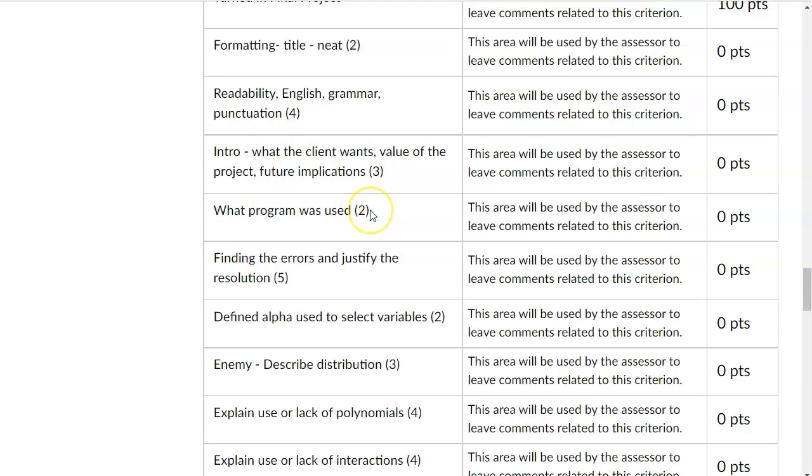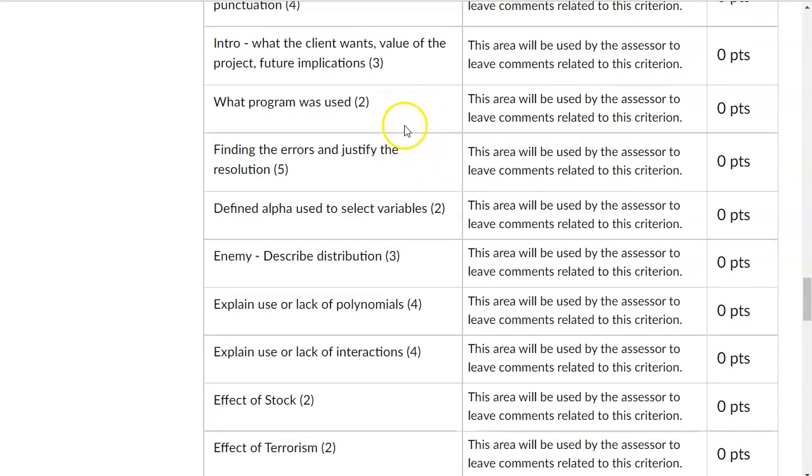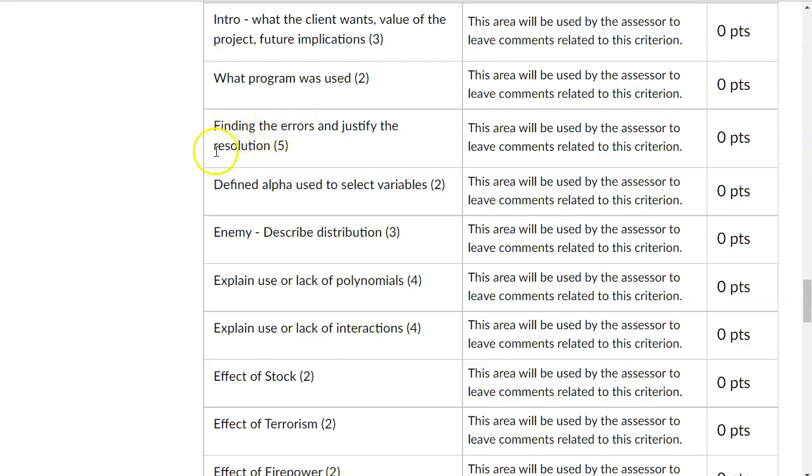What programs used, of course, is pretty easy. It's probably, I assume, R for most of you. Find the errors and justify the resolution. Did you change the data set? Did you delete some data points? Did you multiply them by some value to turn them positive? Whatever things you did to change the data set, put that in there. What alpha was used, probably 0.05, or you could say 95% confidence, either way.